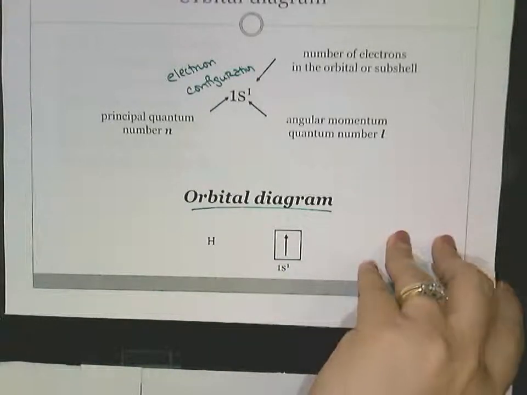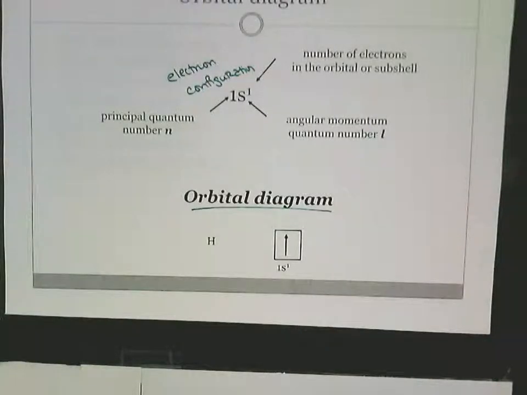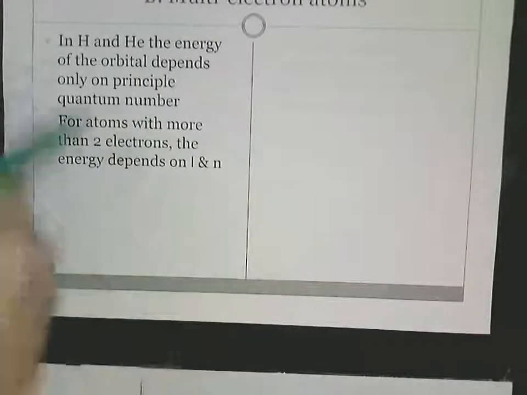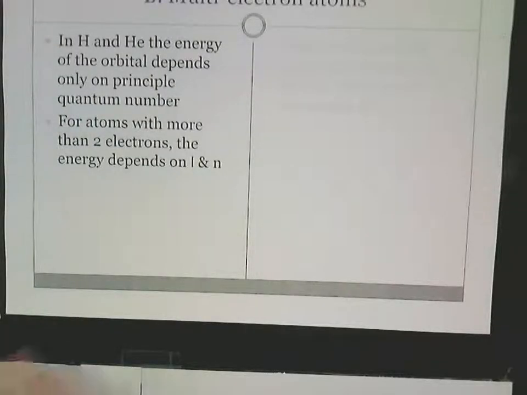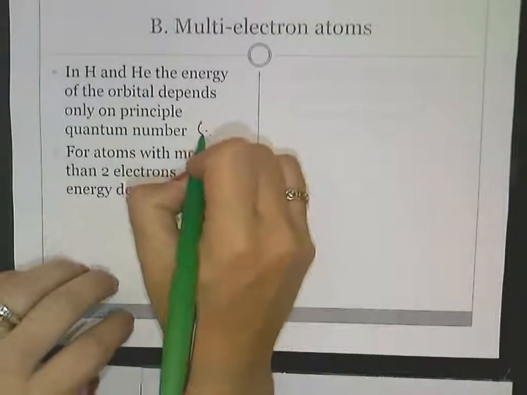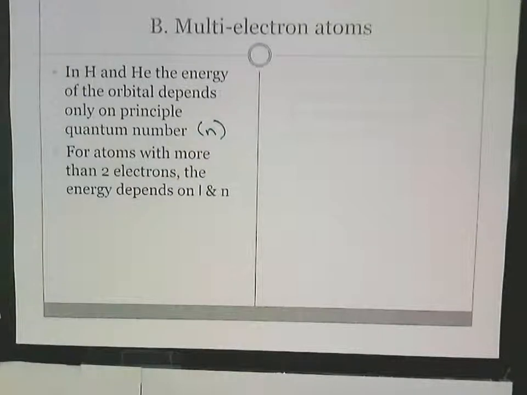All right, you ready for atoms with more than two electrons? You guys ready for this? Because actually, most of the periodic table has way more than 2 electrons. So, all right, in both hydrogen and helium, the energy of the orbital just depended on the principal quantum number. Which letter is the principal quantum number? N. If you have atoms with greater than 2 electrons, which I think is like 99% of the periodic table, the energy depends on L and N.